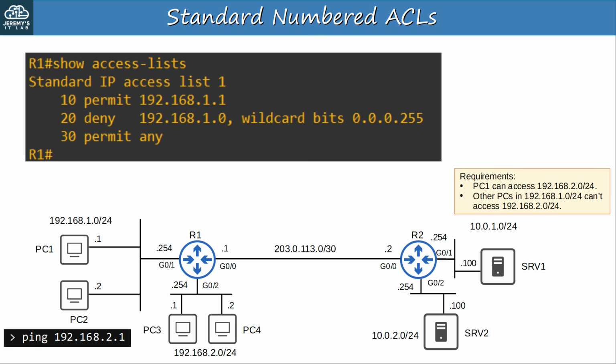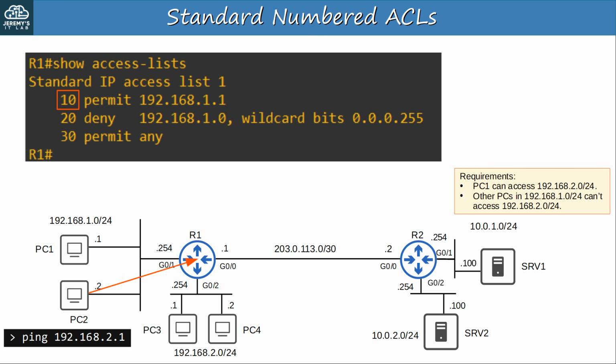What if PC2 tries to ping PC3? R1 receives the ping on G0/1, but it doesn't check the ACL because it's not applied to that interface. Once again, it checks the routing table and sees that it should forward the packet out of G0/2, but because ACL1 is applied outbound on G0/2, it checks ACL1 first.